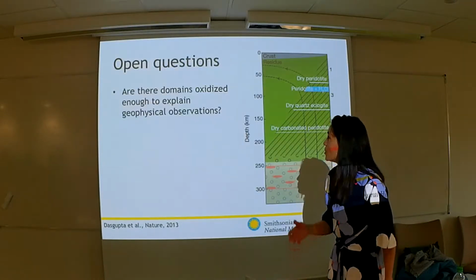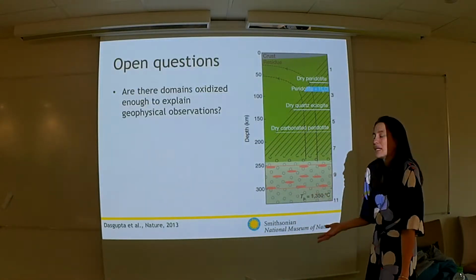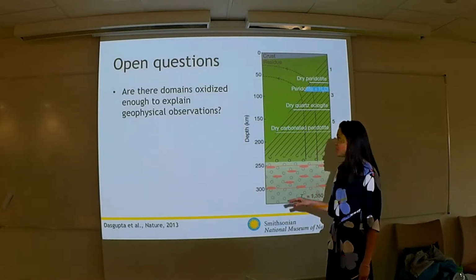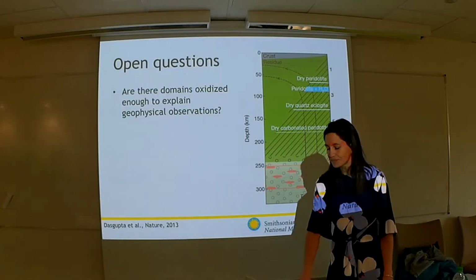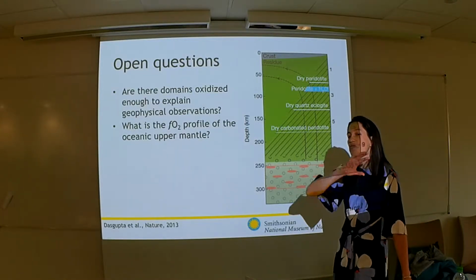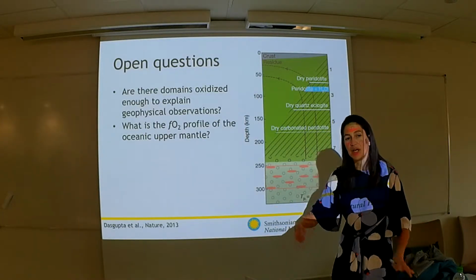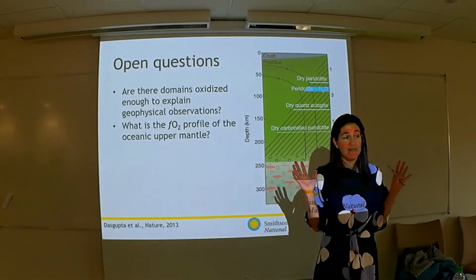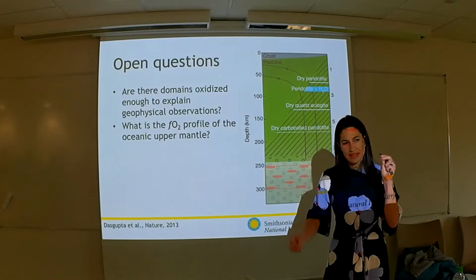So our open questions are, is the mantle oxidized enough to explain the geophysical observations with carbonated melting? And what is the oxygen fugacity profile of the upper mantle? We have a good sense from the continents, from xenoliths, but again, in the oceans we have no xenoliths. So how do we get that depth profile?